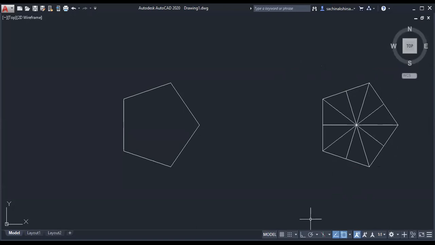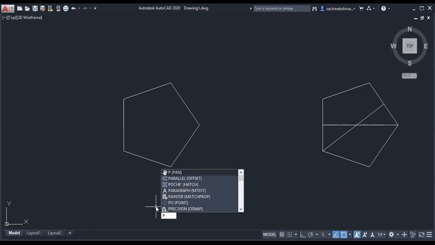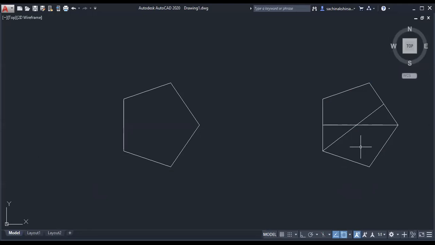So minimum how many midpoints and opposite corners do you have to join to find the center? Minimum out of 5? 2. Minimum 2 are sufficient. Any 2 you can join. So you will get the midpoint, and there you can take one point. Okay.